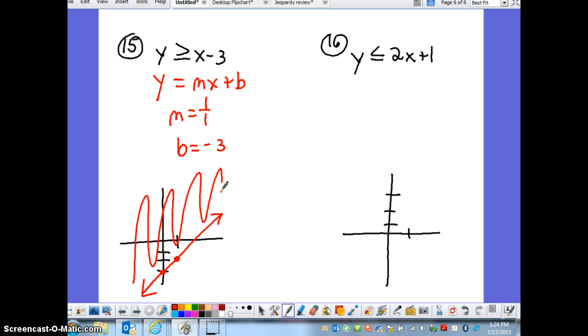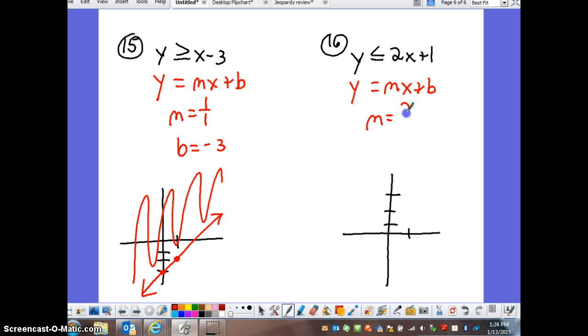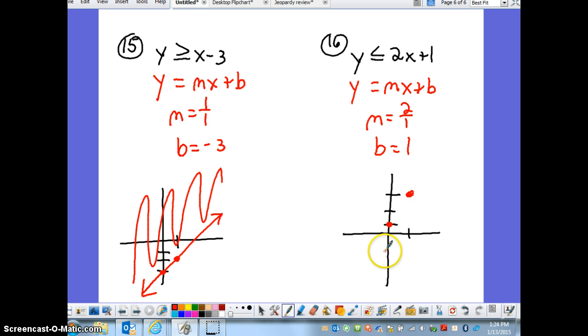Number 16, y is less than or equal to 2x plus 1. Again, y is equal to mx plus b. I like doing that every time. It's a good reminder for us that the slope here, that m, is the number in front of the x. That's 2 over 1. We like it as a fraction because you need to go both up and down and then left or right with the bottom number. The b here is going to equal the positive 1. So you plot 1, go up 2, right 1, and then you're going to draw your line.